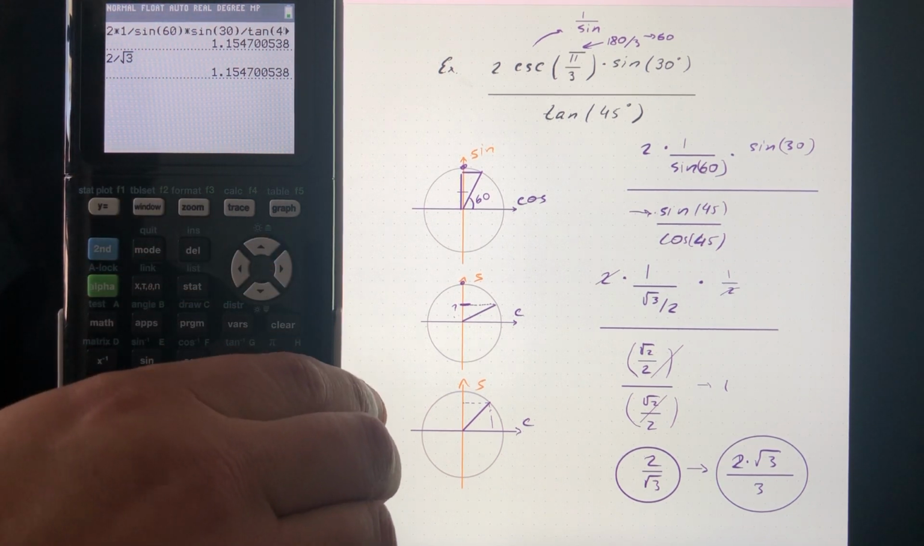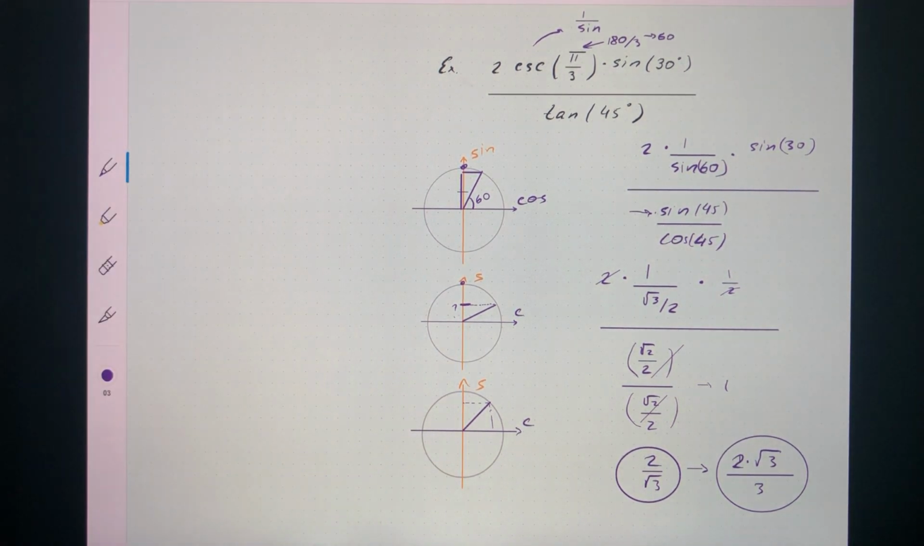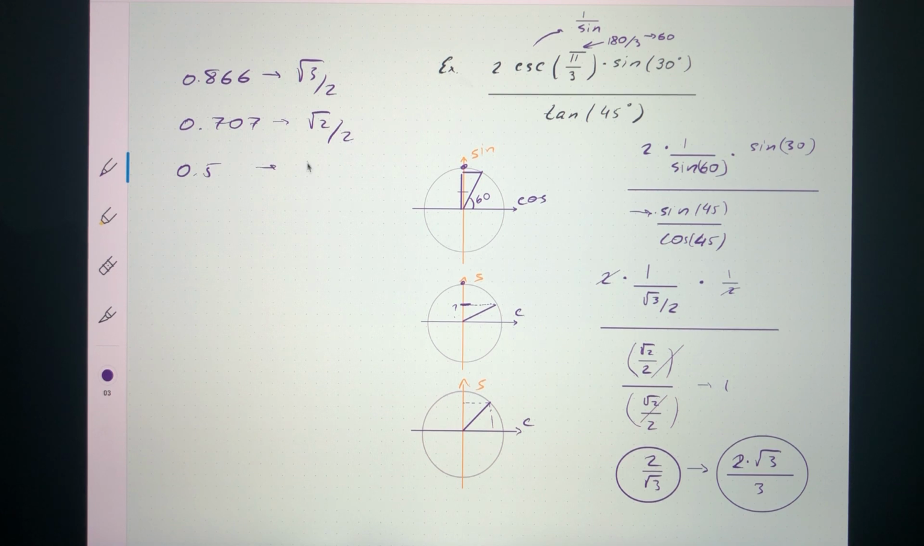Now we could also do the same example without looking at the unit circle, only using the calculator and remembering what the decimals are. So we remember that when we get 0.866, that makes square root of 3 over 2. If we get 0.707, that makes square root of 2 over 2. And if we get 0.5, well, that makes half.